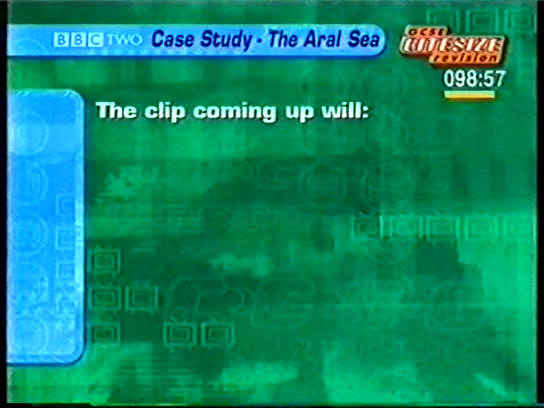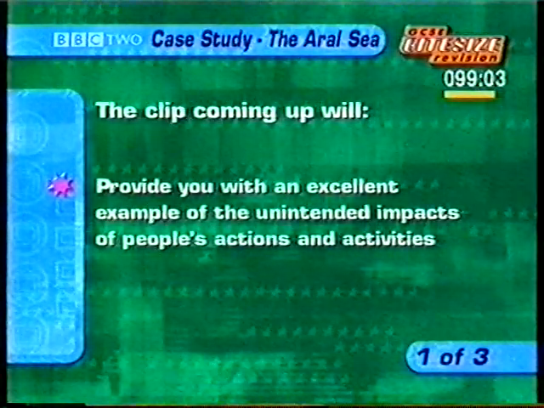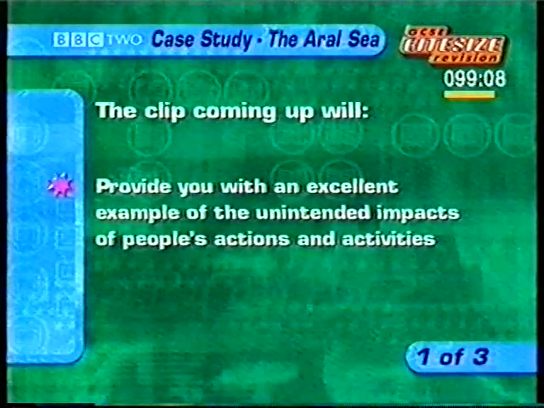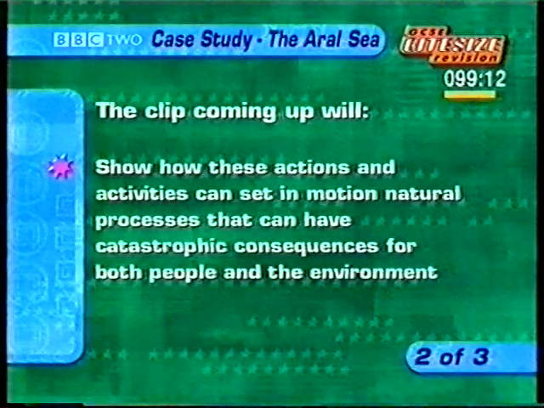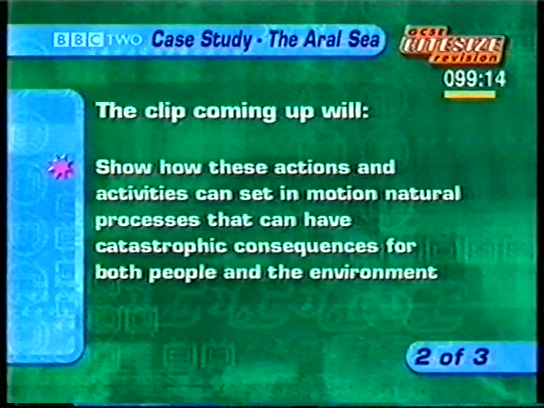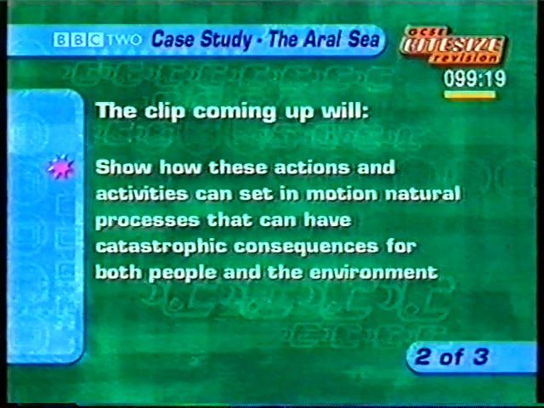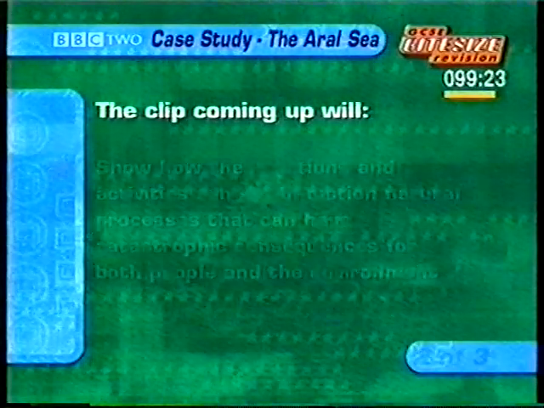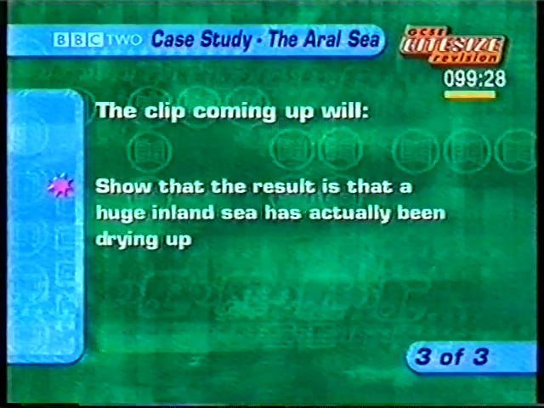Environmental issues can also occur on a much larger scale, as this final case study will show. It's about the Aral Sea in Central Asia, and it will provide you with an excellent example of the unintended impacts of people's actions and activities. It shows how these actions and activities can set in motion natural processes that can have catastrophic consequences for both people and the environment. The result is that a huge inland sea has actually been drying up.